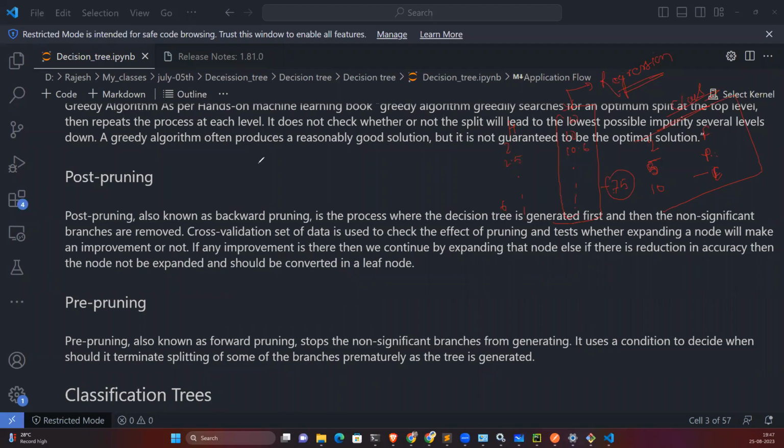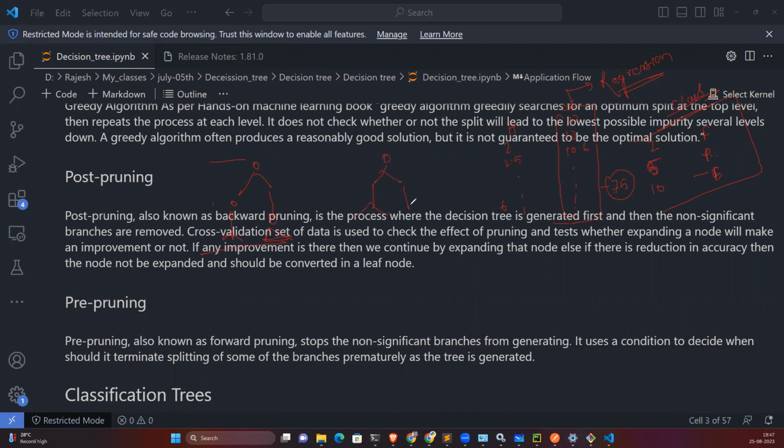Let's suppose in pre-pruning, this is the tree you are going to build, and you put a hard stop at this point. This is called pre-pruning. You tell your model, hey model, after the two stages you have to stop. This is called pre-pruning. Now, what are we doing in post pruning?